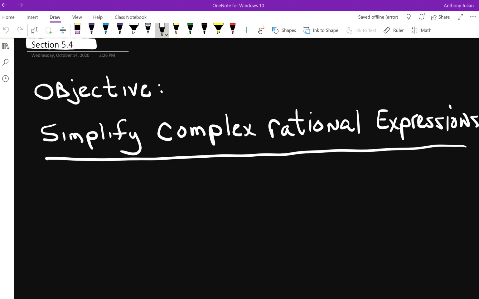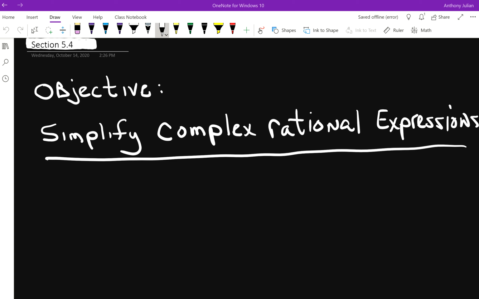All right, hello everyone. We're proceeding along to section 5.4 today. We have a mere 3, 4, 5, 6 examples to go through, and I think you'll like this. It's about simplifying complex rational expressions. So let's get right into it as far as what a complex fraction is.